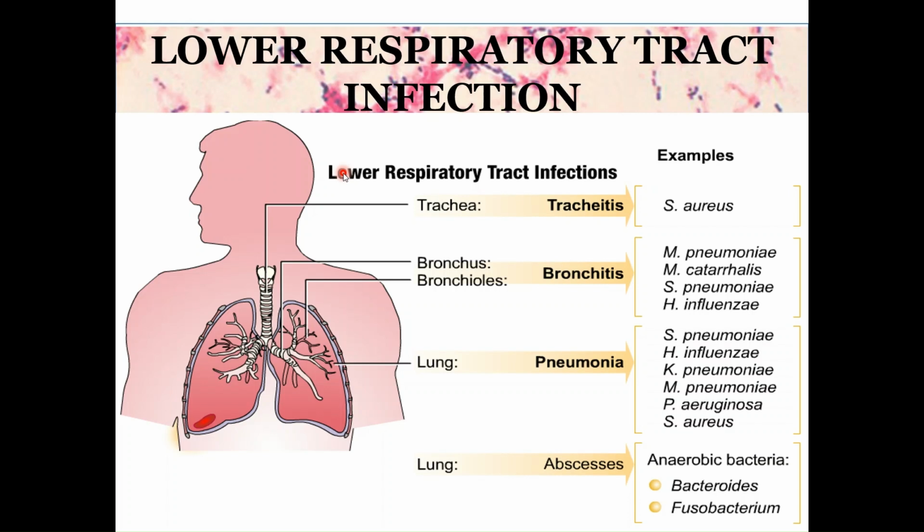The next one is lower respiratory tract infection. Similarly, below the neck up to your chest is called the lower respiratory tract, which is composed of the trachea, bronchus, and lungs. The infections that happen in this area are called tracheitis, bronchitis, pneumonia, and accumulation of pus in the lungs, which we call an abscess or pneumonia. The commonly causing bacteria are Streptococcus pneumoniae, Moraxella catarrhalis, and influenza.